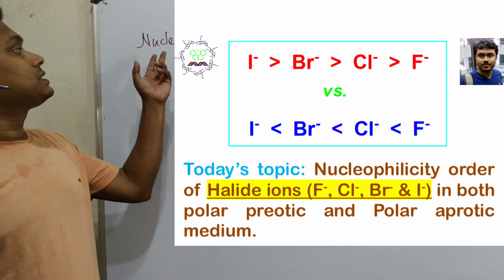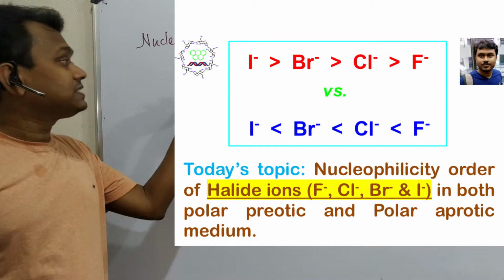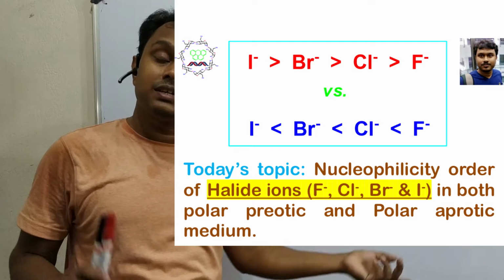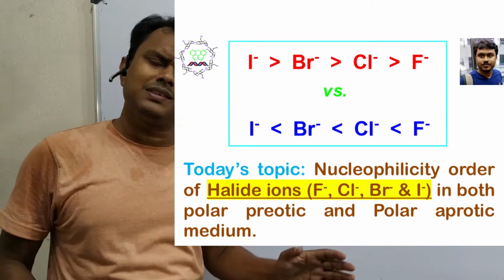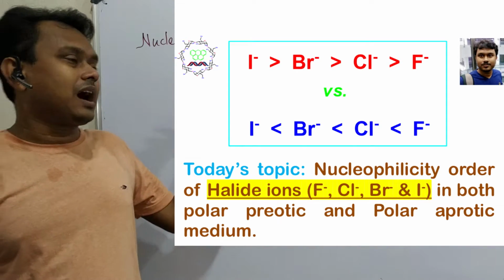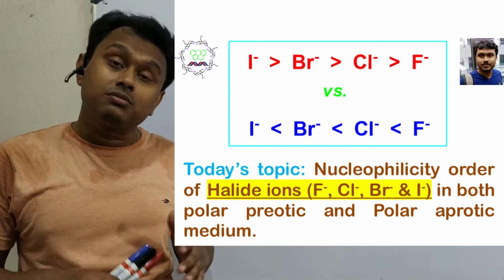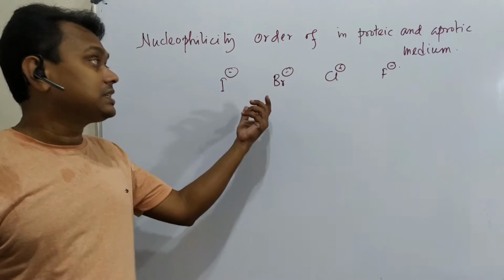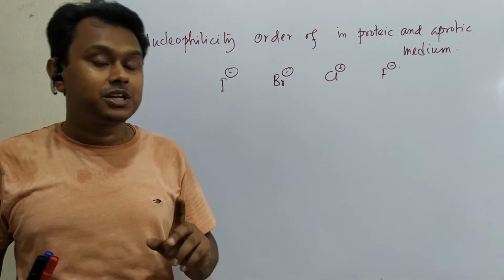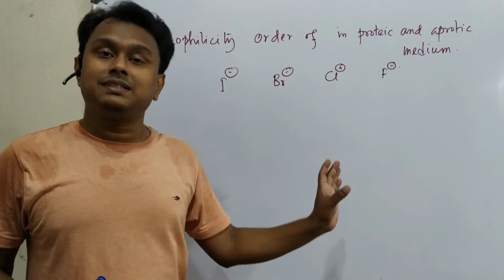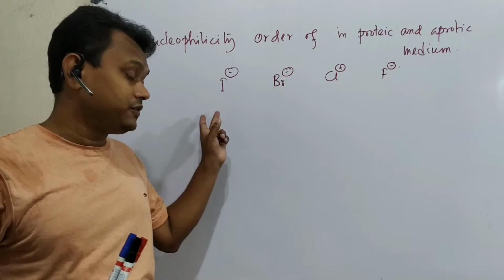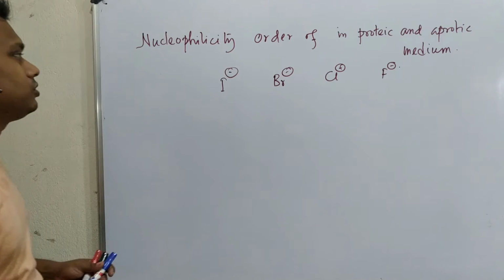So today we are going to discuss the nucleophilicity order of the halides, because we know the halides are good nucleophiles, and in many cases we see this. Carbon-halogen bond formation is a very important part of organic chemistry. But in this case I believe many students get confused, so I shall try to clear the doubts arising here. I request you to please watch the video until the end and every doubt shall be cleared.